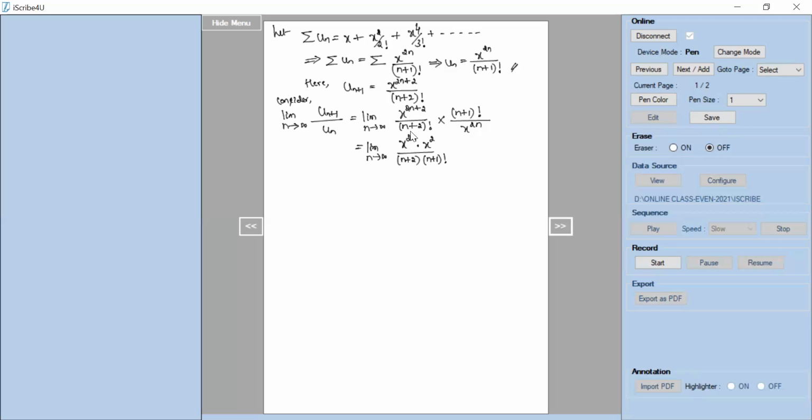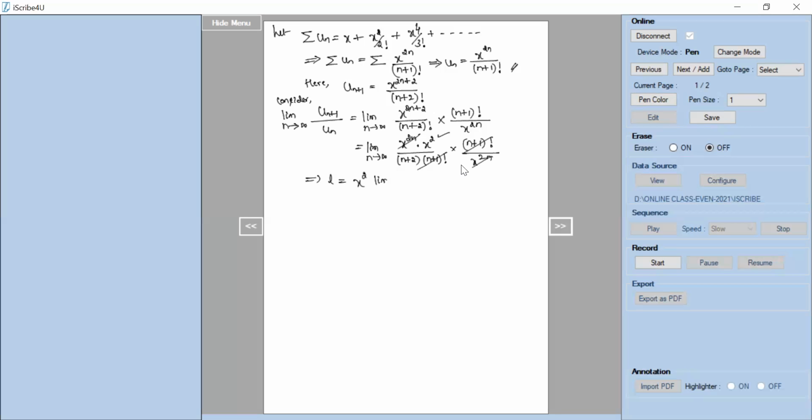Suppose you have 10 factorial. 10 factorial can be written as 10 into 9 factorial. In the same way, n plus 2 factorial can be written as n plus 2 into its previous term, n plus 1 factorial. 10 factorial is 10 into its previous term, 9 factorial. So n plus 2 factorial is n plus 2 into n plus 1 factorial, into n plus 1 factorial by x power 2n. So the x power 2n term cancels, and n plus 1 factorial, n plus 1 factorial gets cancelled.